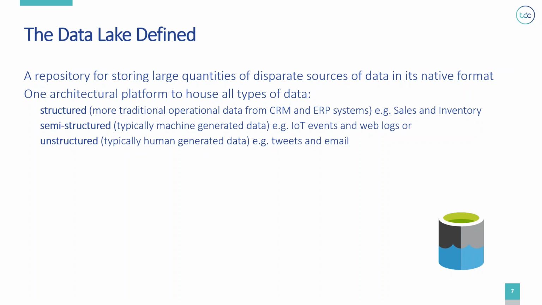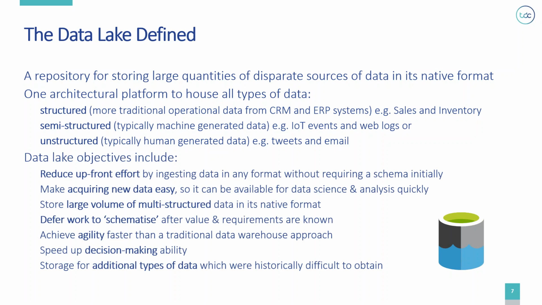Semi-structured, we're seeing more and more of this information. This is telemetry information, typically machine generated: IoT, event logs, web logs, JSON files, XML files, think those kinds of things. Data lakes are good for those too, as well as the unstructured data, the things, like I said, that are typically human generated, right? Tweets, emails, documents, those kinds of things. So a data lake really is a one-stop shop for all things data.